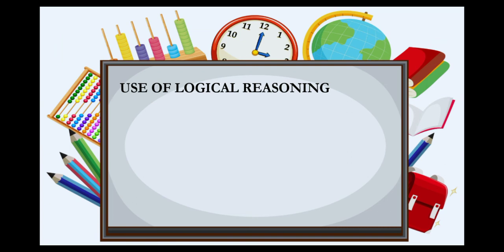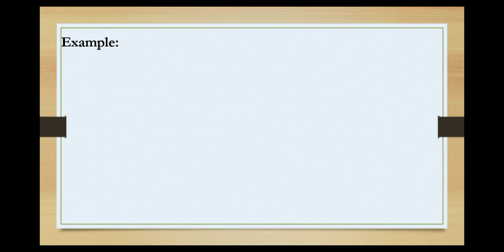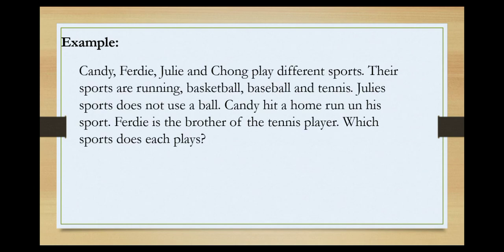The last strategy that I am going to discuss is the use of logical reasoning. Some problems can be solved without the use of numbers. They can be solved by the use of logical reasoning, given some information. Example: Candy, Ferdy, Julie, and Chona play different sports. Their sports are running, basketball, baseball, and tennis. Julie's sport does not use a ball. Candy hit a home run in his sport. Ferdy is the brother of the tennis player. Which sport does each play?